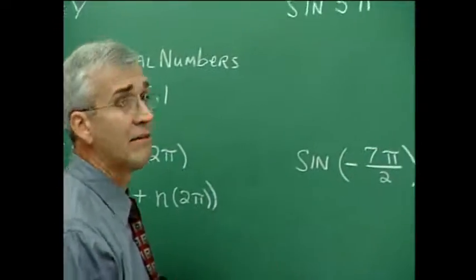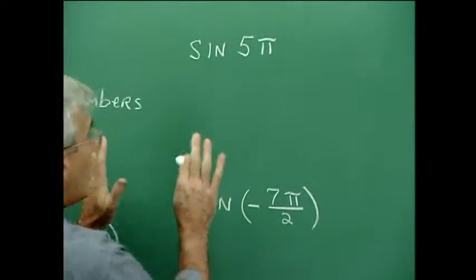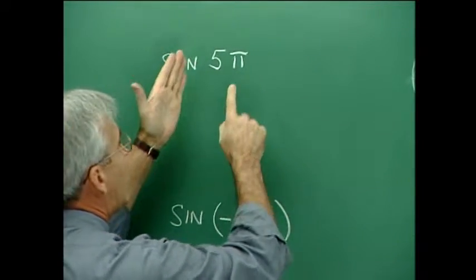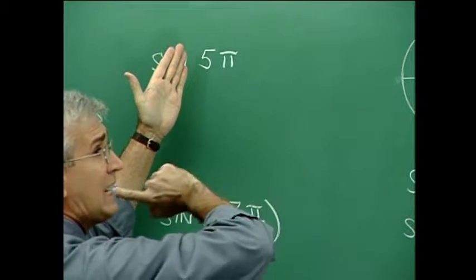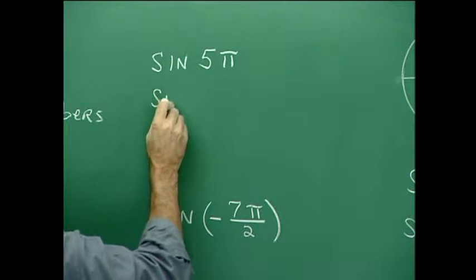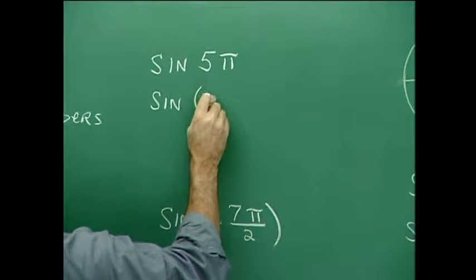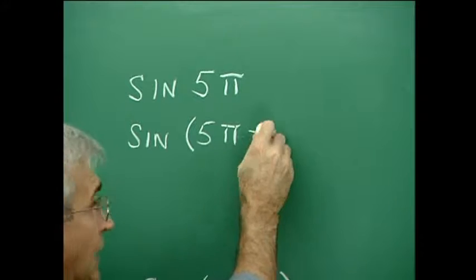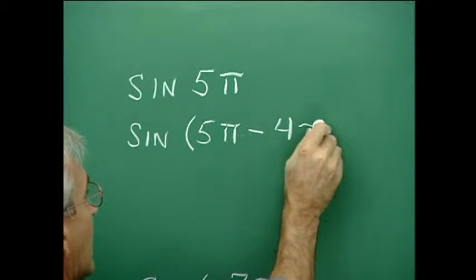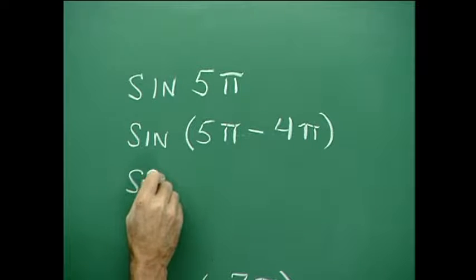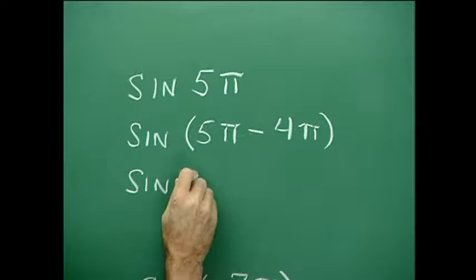We have the sine here of 5 pi. Well, I know that this is the sine of 5 pi plus or minus any number of 2 pi units. So I can say this is the same thing then as the sine of 5 pi, let's take away 2 pi units. That is, let's take away 4 pi. You see, 5 pi minus 4 pi, that's simply 1 pi, or pi.